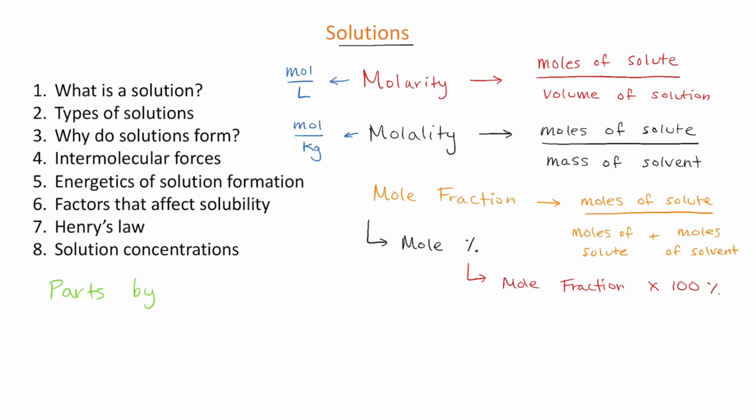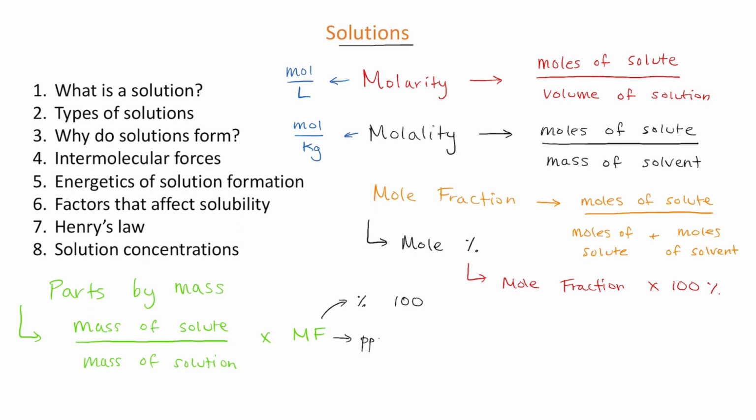Then we have parts by mass. So we take the mass of the solute and we divide it by the mass of the solution. And once we've done that, we can multiply it by a multiplication factor. So if you want to find the percent, the multiplication factor would just be 100.